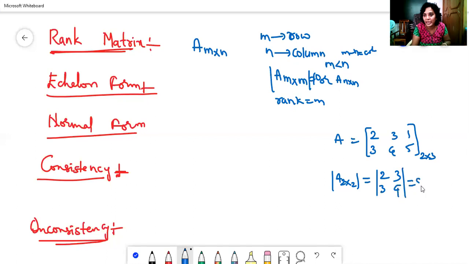4 2s are 8 minus 3 3s are 9. It is equal to minus 1, which is not equal to 0. So the rank is denoted by rho. Rho of A is equal to the order of the matrix, which is 2. When the determinant is not equal to 0 for a given order, then that order is the rank of the matrix.